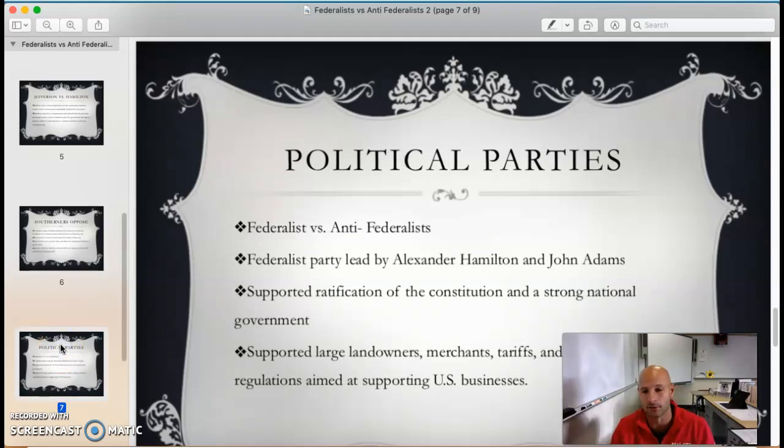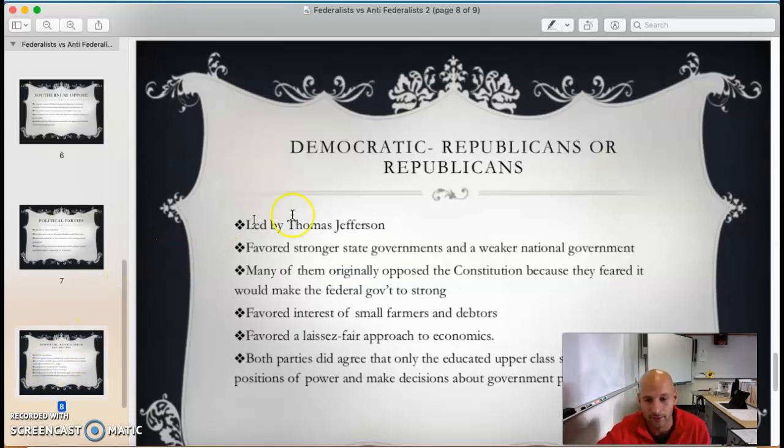John Adams is going to be a part of the Federalist Party with Alexander Hamilton, and they're going to support ratification of the Constitution, a change in the Constitution, and a strong national government. And they're going to support large landowners, merchants, tariffs, and government regulations aimed at supporting United States businesses at this time. On the other hand, the Democratic Republicans, or like I like to call them, the Anti-Federalists, were led by Jefferson.